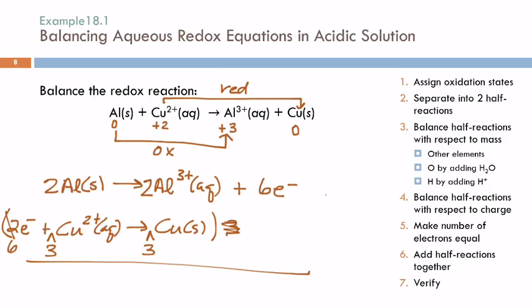When I add these together, I've got 6 electrons on this side and 6 electrons on that side. Because 2 aluminums are going to become 2 aluminum ions, releasing 6 electrons. The 6 electrons are going to be taken by 3 copper ions to make 3 copper atoms. And so the electrons don't actually show up in the balanced chemical equation. I end up with 2 aluminums plus 3 copper ions.